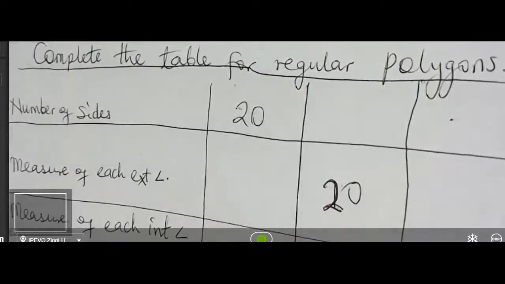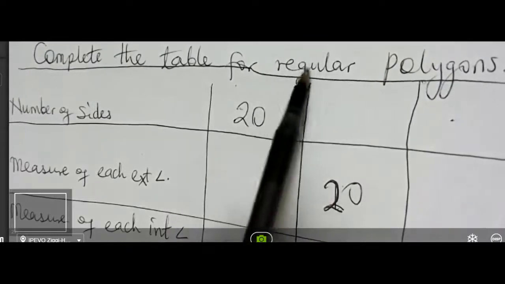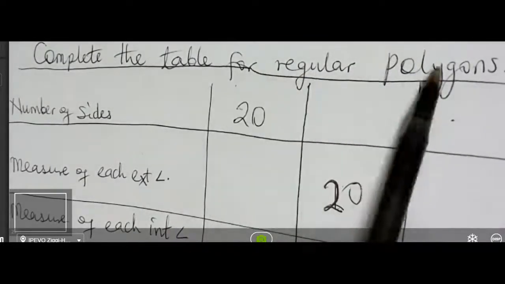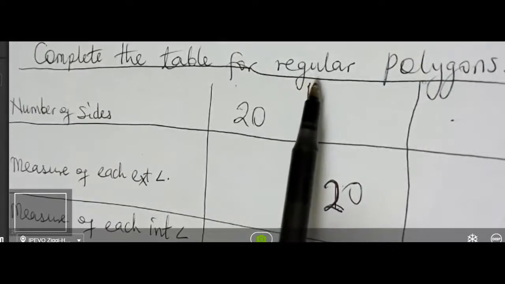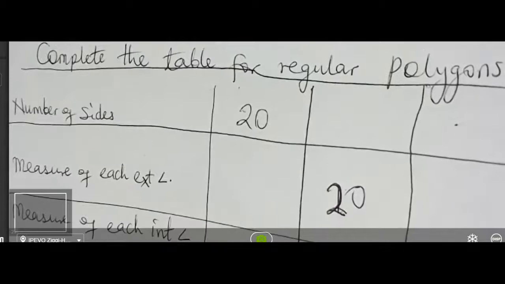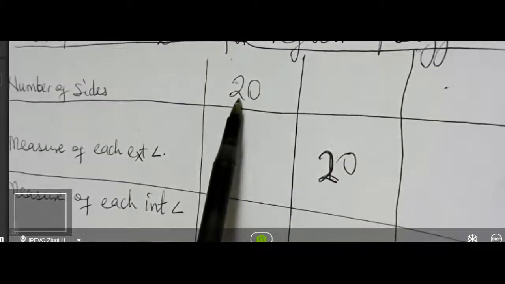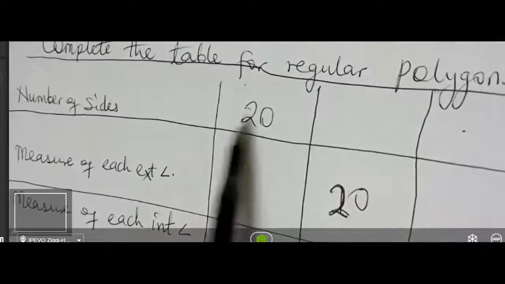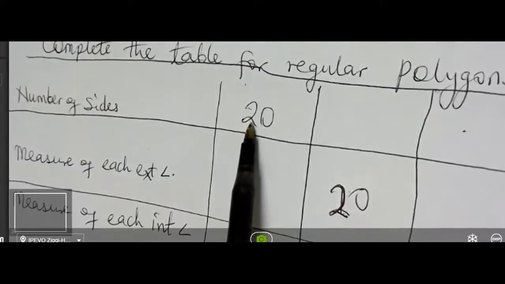Now, using the theorems of interior angles of a polygon and exterior angles of a polygon, let's solve these problems for regular polygons. Now, regular polygons are special. They are equiangular and equilateral. Okay, so if we are given the side, this regular polygon has 20 sides.